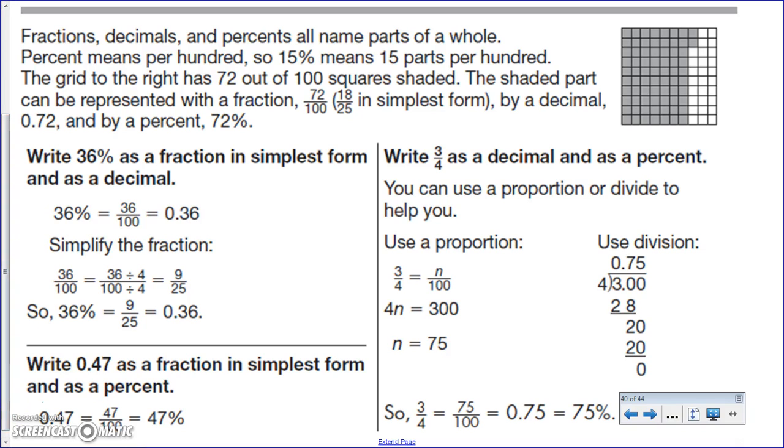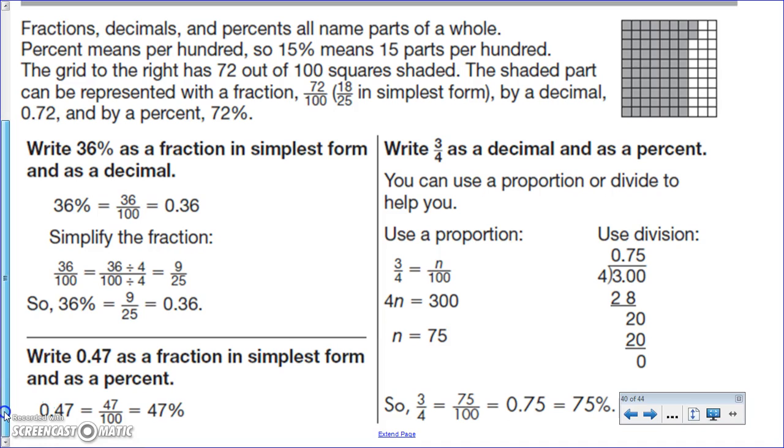Write 36% as a fraction in simplest form and as a decimal. 36% we know is 36 out of 100, so it goes 36 over 100, and the decimal is 0.36. Then we have to simplify the fraction, because unless it tells you otherwise, always, always, always simplify your fraction. 36 and 100 can both be divided by 4, which gets us 9 25ths. So 36% equals 9 25ths, which equals 36 hundredths.